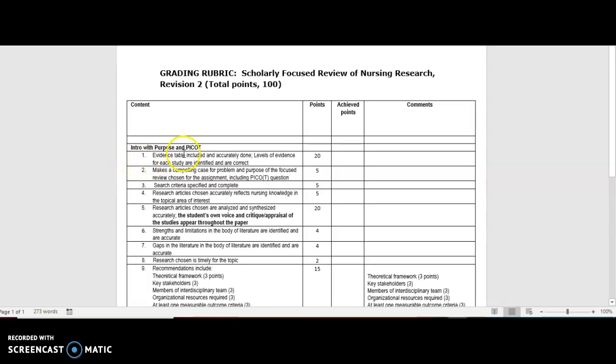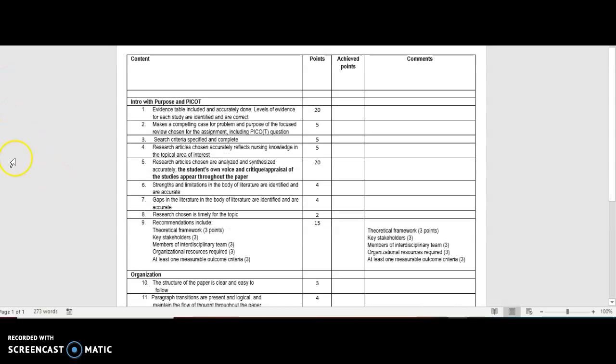You'll notice that the first thing on here is your evidence table, that it's accurately done and that you've accurately identified your levels of evidence, and it's worth 20 points. Now remember that there's more than one level of evidence pyramid, so you have to identify for me which one you're using. Are you using Johns Hopkins or are you using AACN? You're going to talk about the significance of the PICO question that you have. You're going to talk about that search criteria, and it needs to be specified and complete.